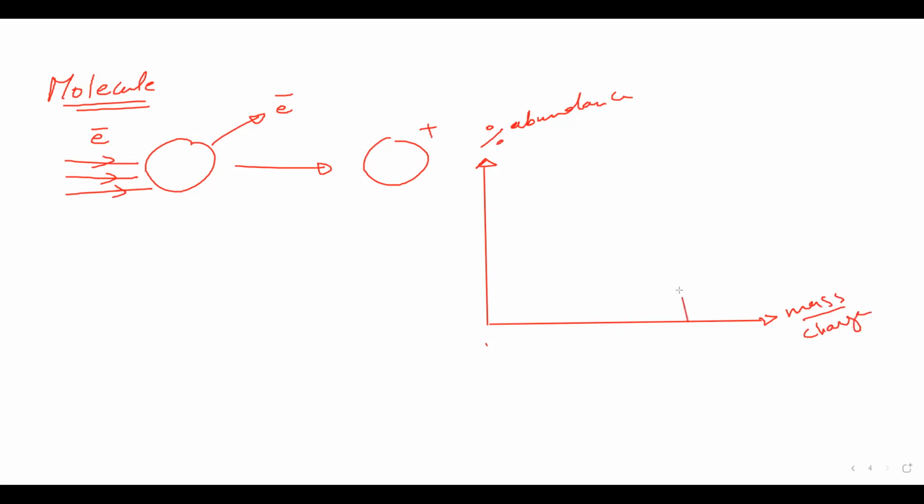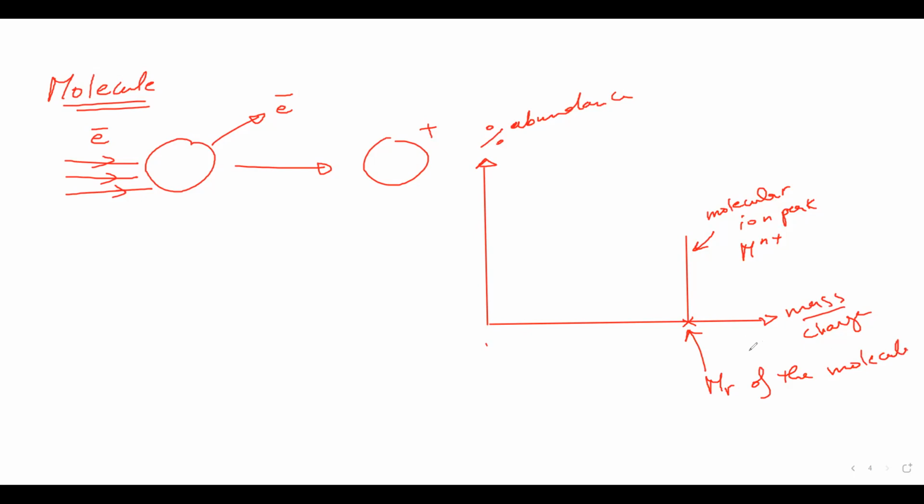But here, the last peak that appears will be called the molecular ion peak, which we call M positive. This is called the molecular ion peak, from which we can get the molecular mass of the molecule. We get from here the Mr of the molecule.